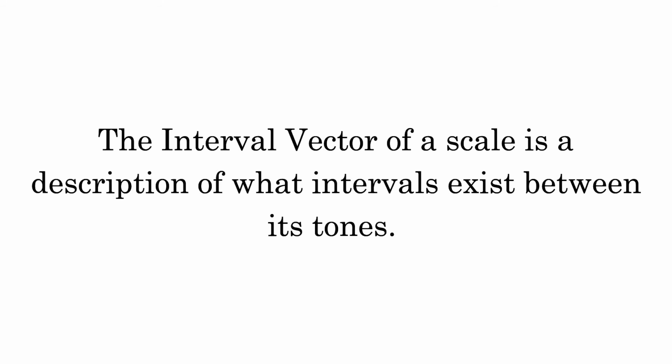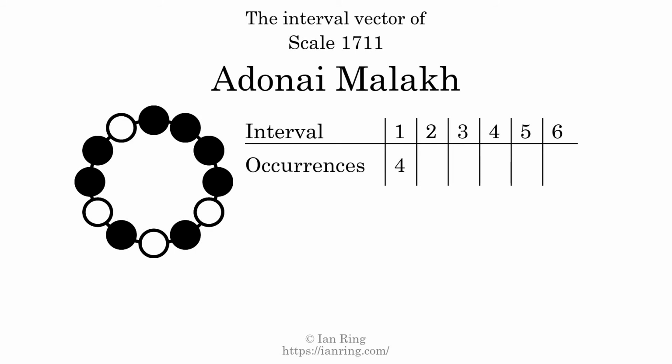The interval vector of a scale is a description of what intervals exist between its tones. There are four intervals with the size of one semitone. They are here, here, here, and here. There are six intervals with the size of two semitones. They are here, here, here, here, here, and here. There are five intervals with the size of three semitones. They are here, here, here, here, and here.